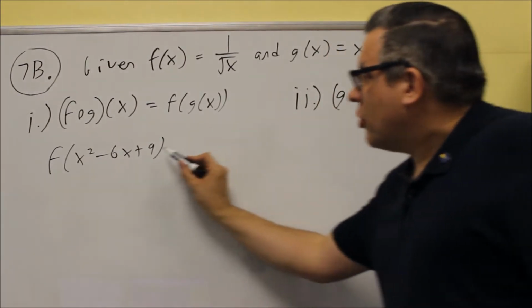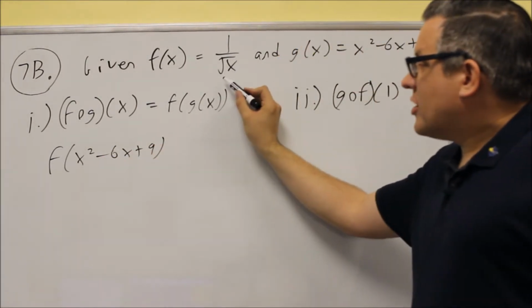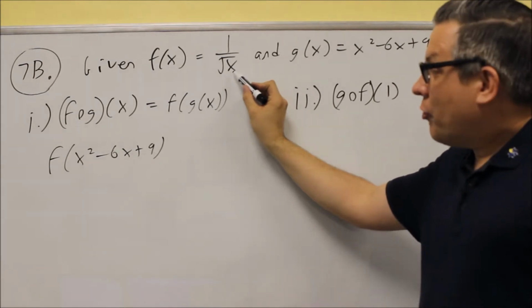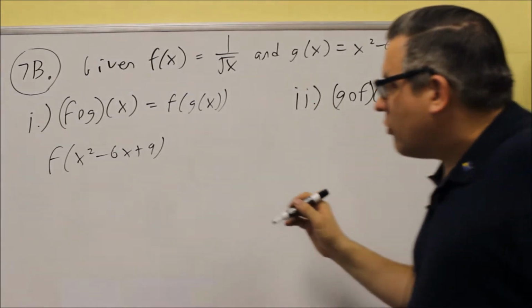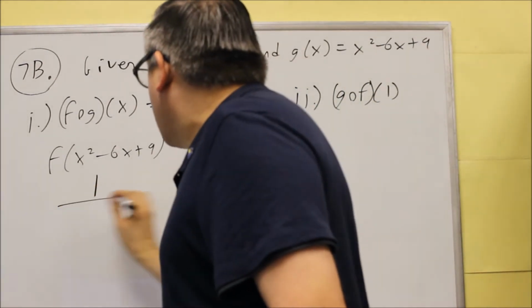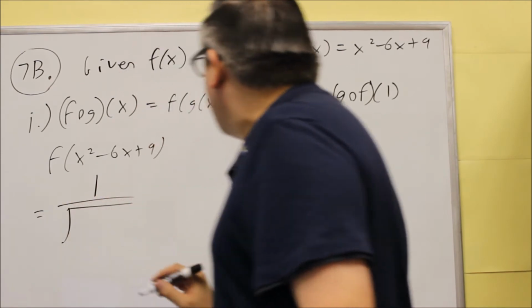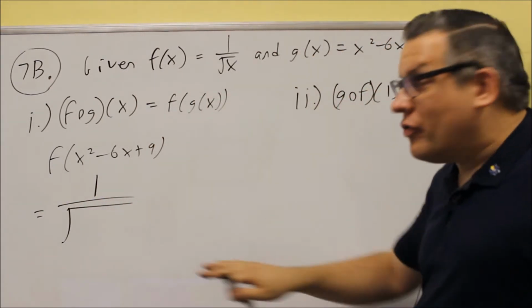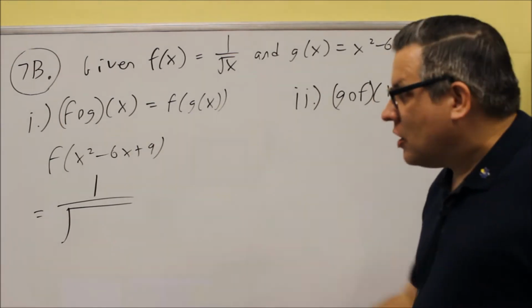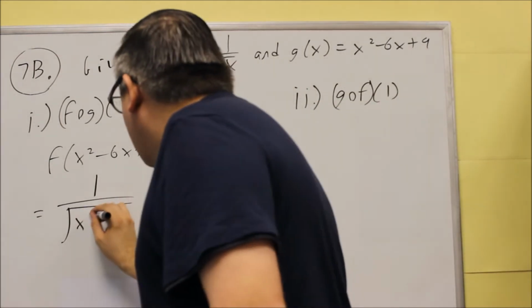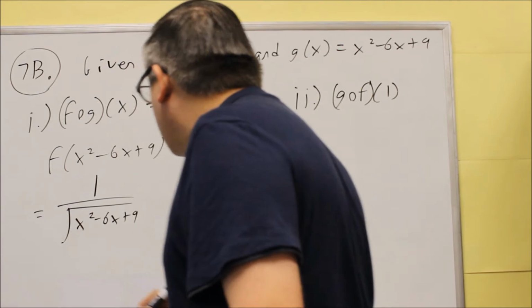So it means that we have to put all this in place of the x here in the formula for f. So that means that we have 1 over the square root. Normally I would have an x in there. I'm going to remove the x and I have a blank like this. Replace it with x squared minus 6x plus 9.